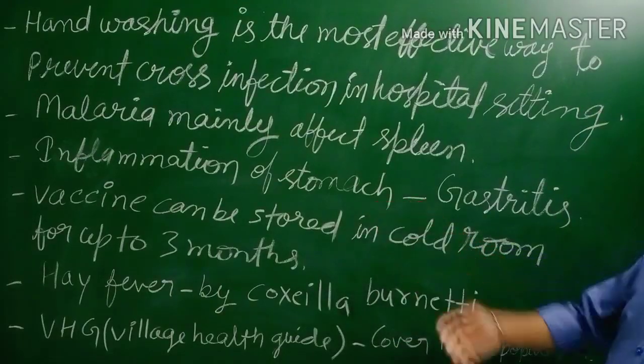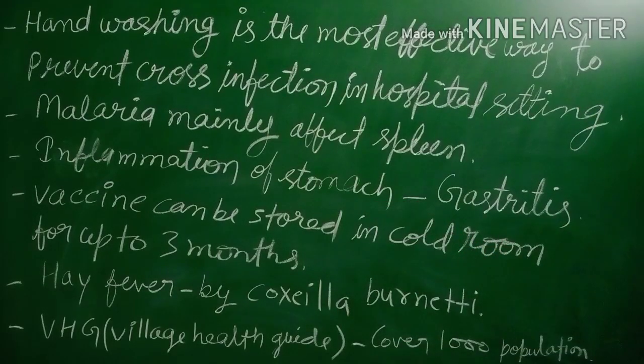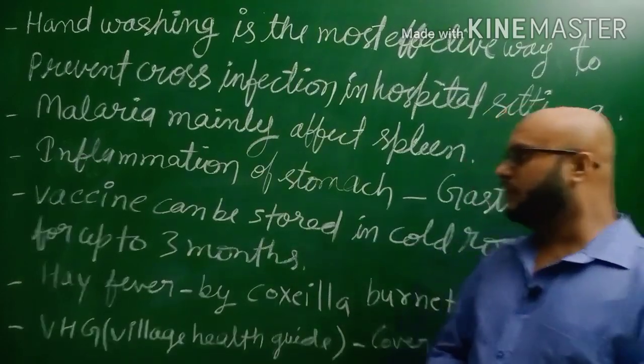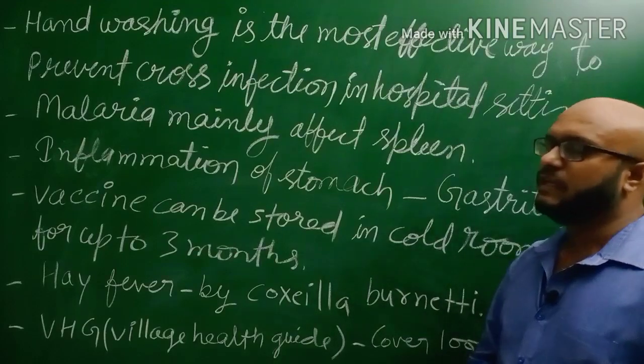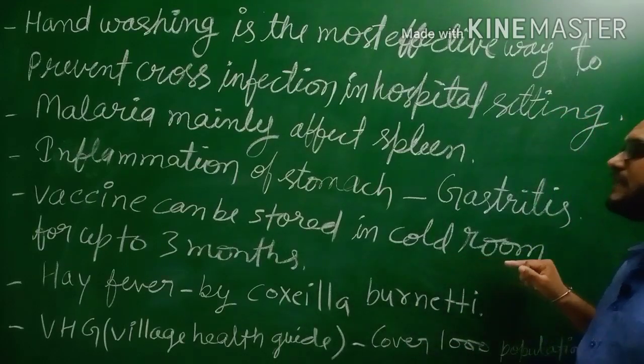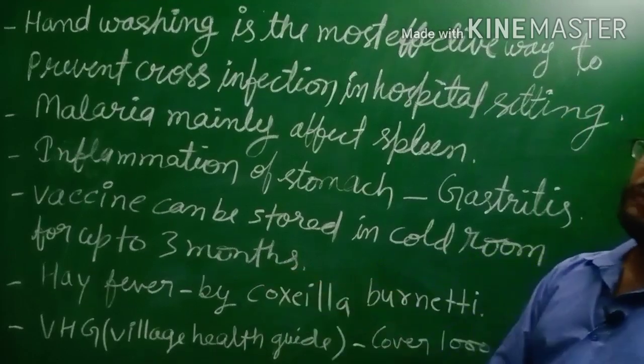Inflammation of the stomach is known as gastritis, whereas inflammation of the mouth is known as stomatitis. Vaccine can be stored in a cold room for up to 3 months.